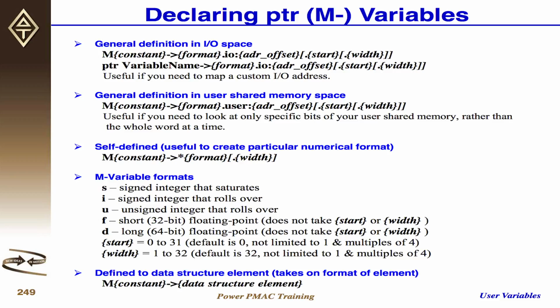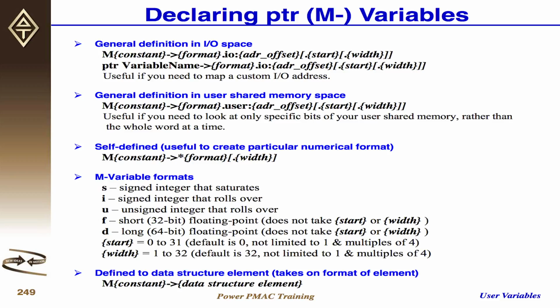If you're in user shared memory space, it would be .user. You can also have self-defined ones that you'll need to use if you're doing an array. For an array, you first self-define it, and then you point each individual element in the array to its own spot. To do that, you'll just do M constant or pointer variable name, and then points to asterisk. If you want, you can have the format of it and the width of it, but generally you just point it to an asterisk and that will define that M variable.